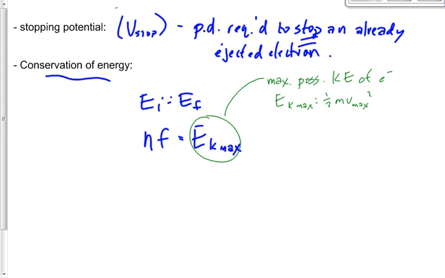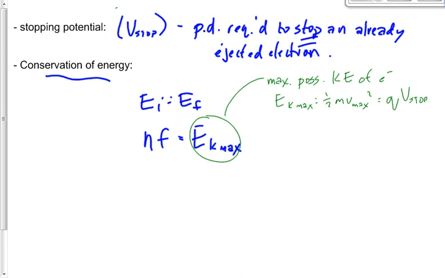But we're also going to say that it's equal to Q times V stop. Because look, if you stop this electron dead in its tracks by the stopping potential, which we can do, then the kinetic energy would be converted to potential energy, electric potential energy, Q times V. Well, how much electric potential energy would it have? Well, Q times V stop. Because the stopping voltage is what was required to stop it.